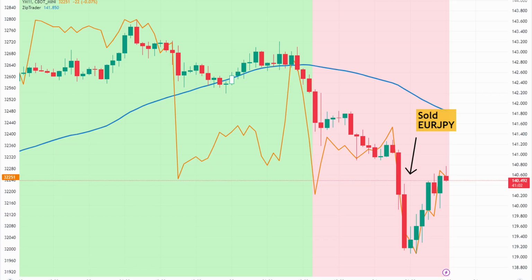For example, on Friday, Dow futures were down 250 points at the New York Open. Euro yen was in the sell zone, which means that I was trading below my ZIP indicator line, and the background was red. Dow futures were down as well. I sold Euro yen and the move didn't last for long, but that didn't matter because I caught a cool 40 pips in a matter of minutes.